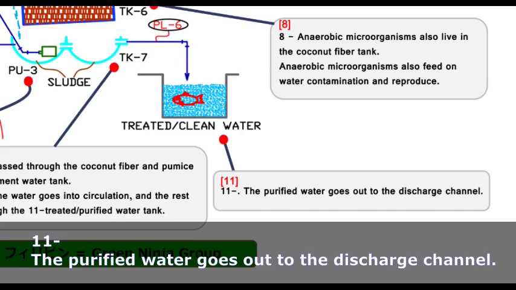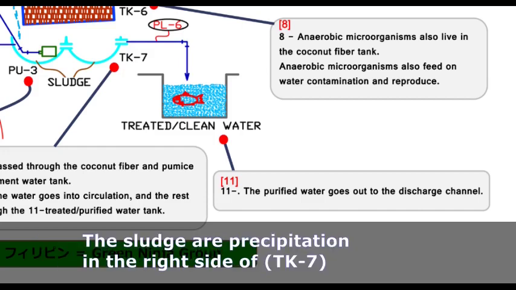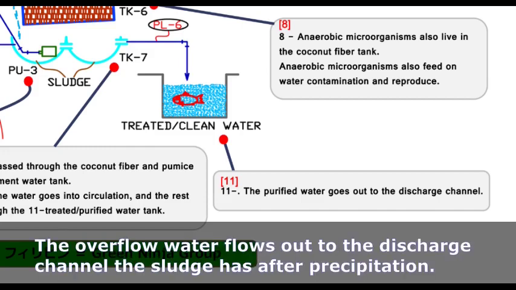Section 11. The purified water goes out to the discharge channel. The overflow water from the left side of TK7 flows into the right side. The sludge precipitates in the right side of TK7. The overflow water, after the sludge has precipitated, flows out to the discharge channel.